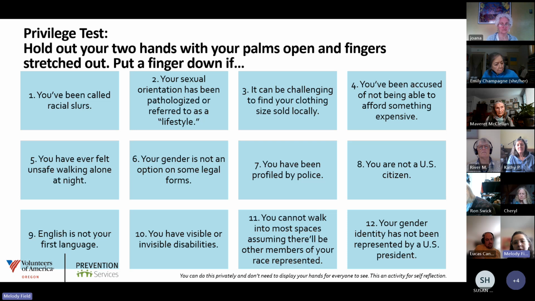Put a finger down if you've been profiled by the police. Put a finger down if you are not a US citizen. Put a finger down if English is not your first language. Put a finger down if you have visible or invisible disabilities. Put a finger down if you cannot walk into most spaces, assuming there will be other members of your race represented. And put a finger down if your gender identity has not been represented by a US president.